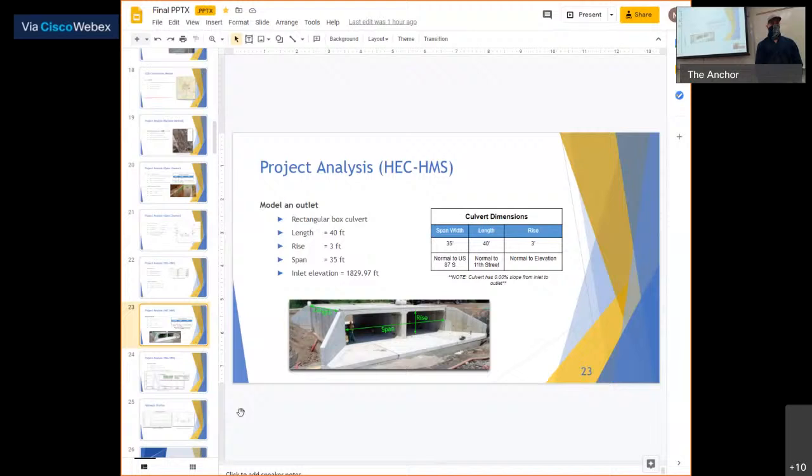Can you clarify the size of the culvert again for Russell? The question was, can I clarify the size of the culvert? The culvert spans 35 feet. It has a height of 3 feet and it runs the length of the road at 40 feet.